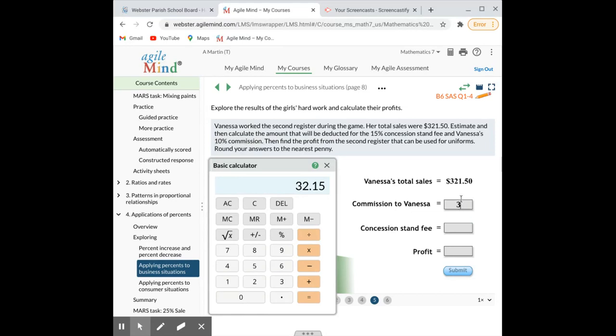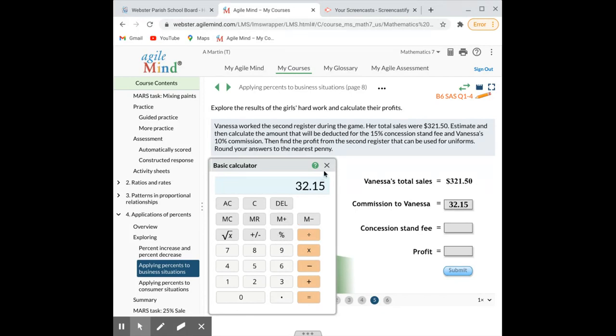Perfect. Mr. Martin, I divided it and I got the same answer though. Well, tell me this. Did you do 10 divided by 100 times 321.50? Because that would give us the same answer also. Yes, sir, that's what I did. Perfect. That works perfectly also, because not all calculators are going to have a percent sign.